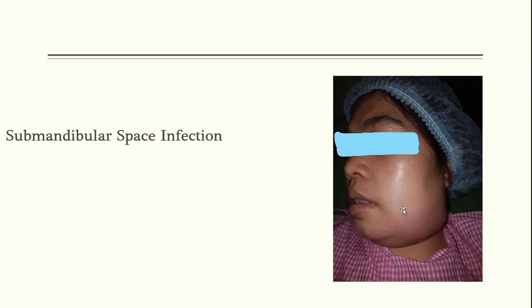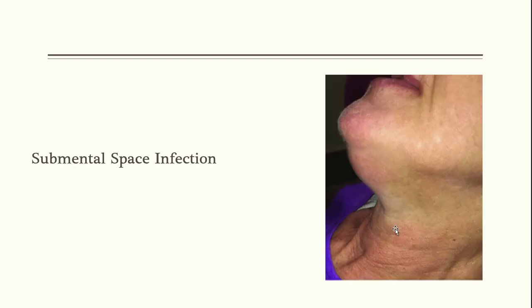Now here's a submandibular space infection. How can I distinguish a submandibular space from a buccal space? Usually I would be able to palpate the lower border of the mandible in a buccal space infection. So when I try to palpate the lower border, I will find it palpable. This means it's a buccal space. If I cannot palpate it, I cannot feel it, it's submandibular space. And here's a submental space infection.